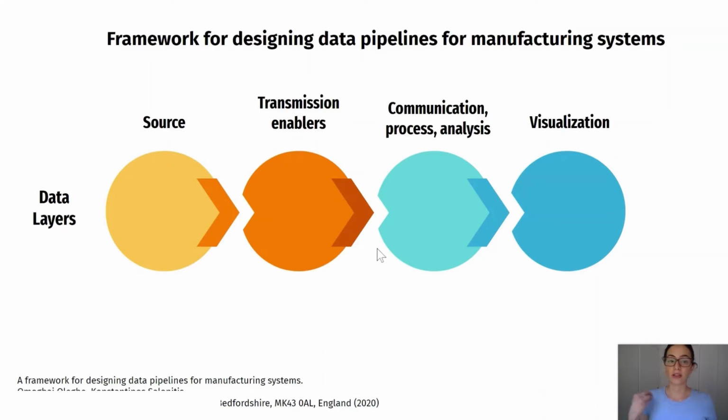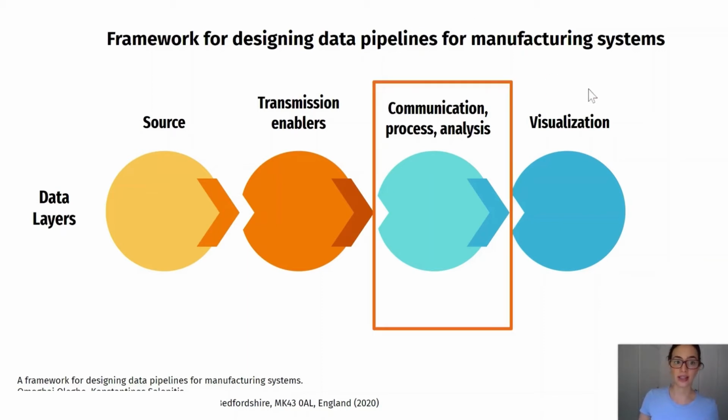This is the framework proposed by researchers from Cornell University in England. They suggest that in manufacturing industries and in processing plants, there are 4 key data layers that every pipeline should have, and these are data source, raw data transmission, data communication, processing and analysis, and finally data visualization.